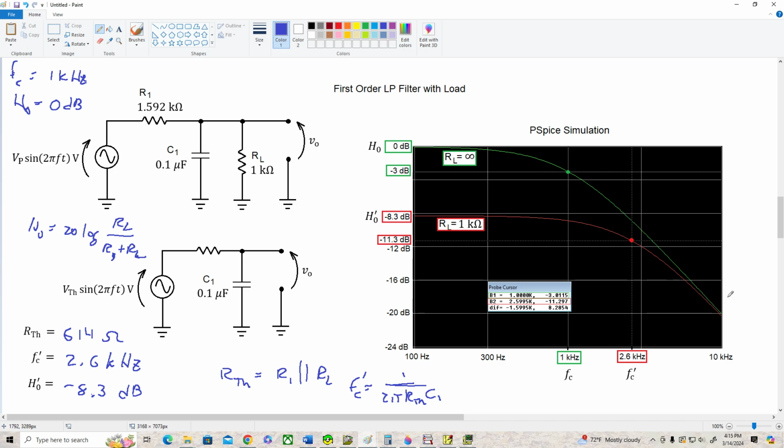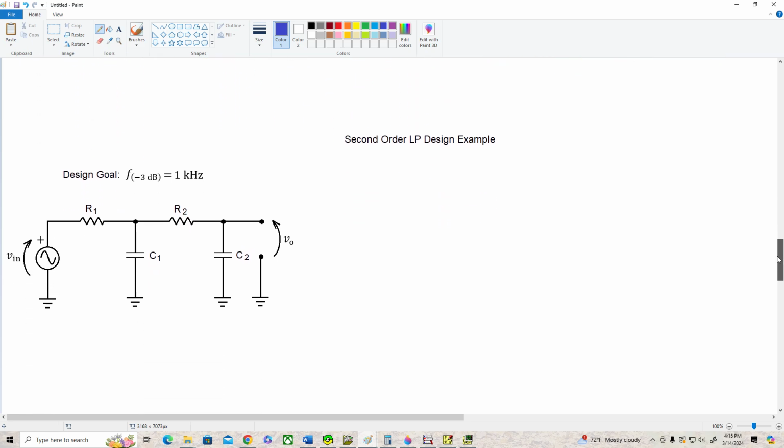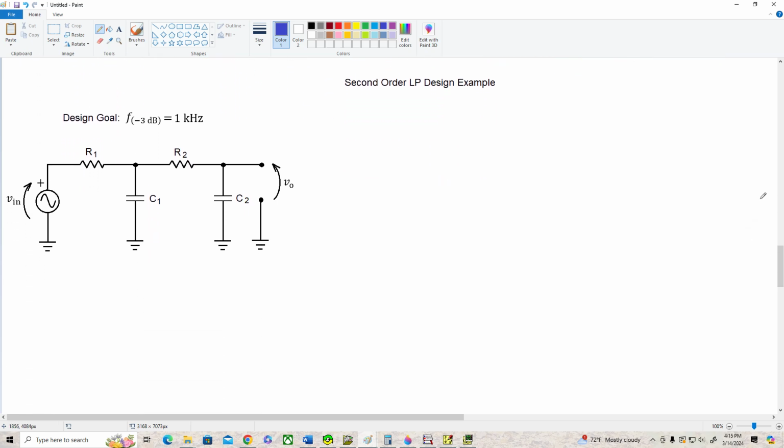So here's a PSpice simulation that helps to show that what we're doing here actually is valid and makes sense. You could build the circuit and find the same results, but that's not something practical for me to do in a presentation like this. All right, now let's go through an actual design example for a second order low pass filter.